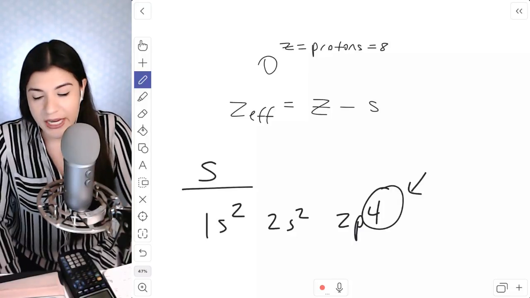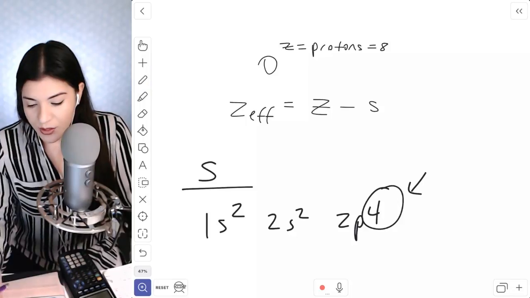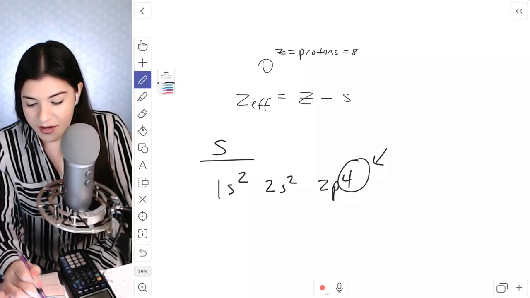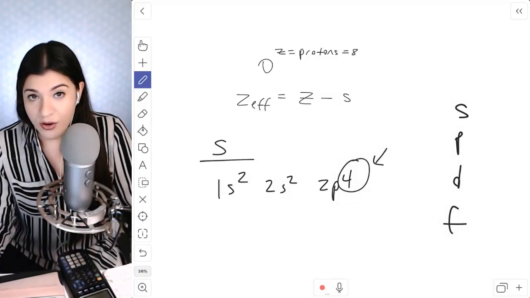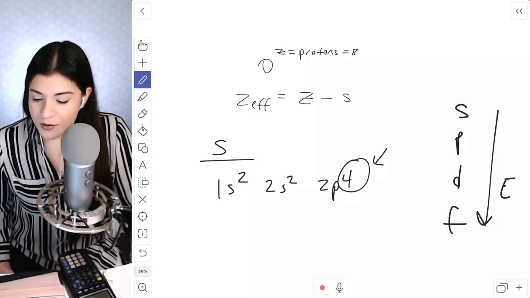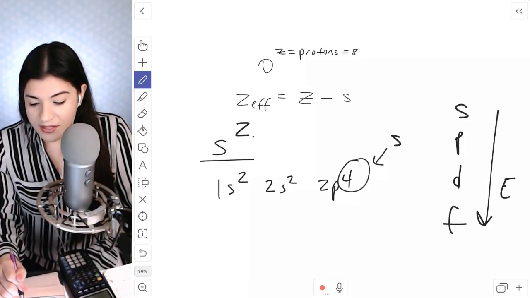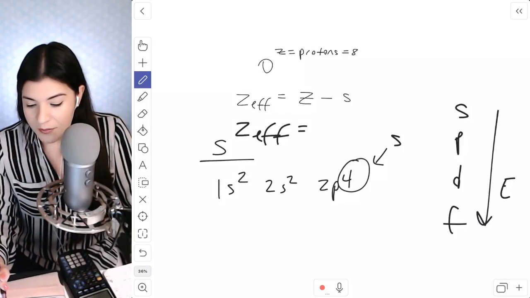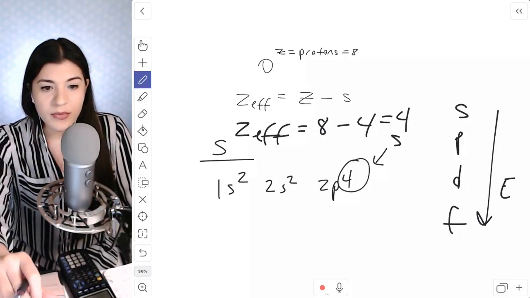So I take it from the highest energy orbital, which would have been p. Something to also note is that our energy typically goes in this order: s would be the smallest, p is the next one, d is the next one, f is the largest. So our energy increases as we move down. That's just looking at energy, but this is what our S would have been. So Z effective would have been 8 minus 4, giving us 4. That's for something that's neutral.